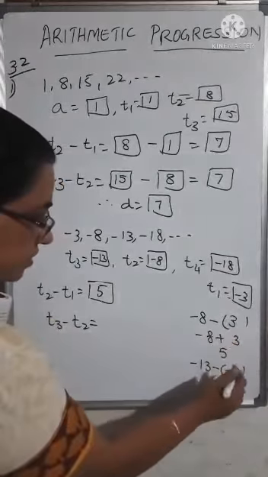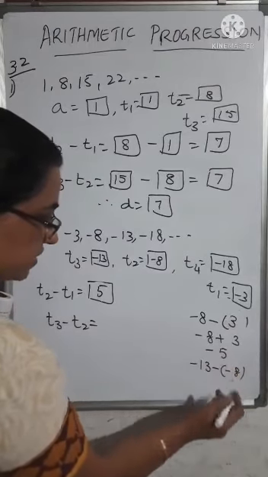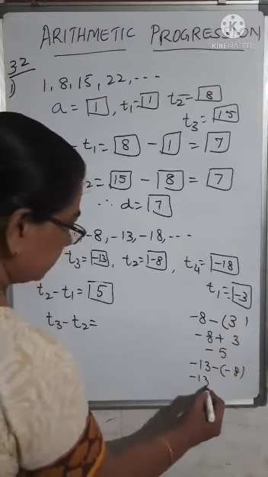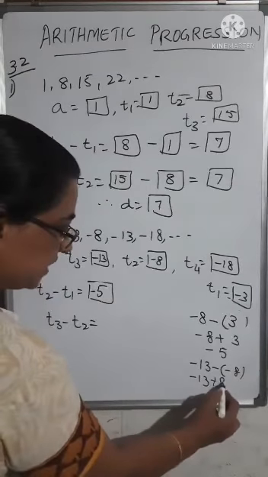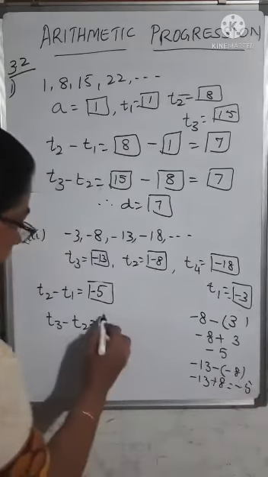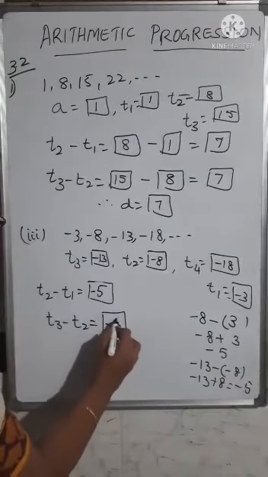So you get 3 here. So you will get it as minus 5. So here minus 13. So here also you will get minus 5. Minus 13 plus 8 which is equal to minus 5. So even in this box you will get it as minus 5.